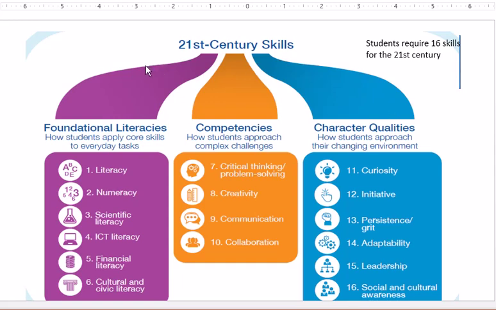Now, in reality, in 21st century skills, there are three areas that need to be very well understood: foundational literacy, and we also see the competencies of an individual and character qualities. In the foundational literacies, there are new literacy, media literacy, information literacy, maths literacy, scientific literacy, financial literacy, cultural literacy, civic literacy, and likewise numeracy. So these are some of the basic information that they need to keep abreast with.